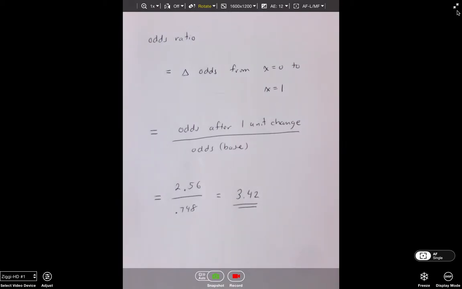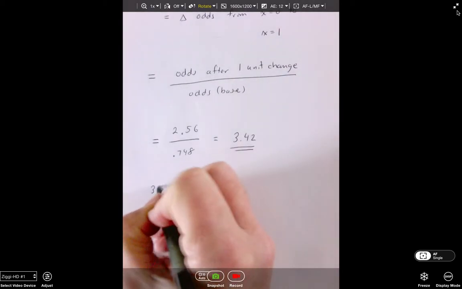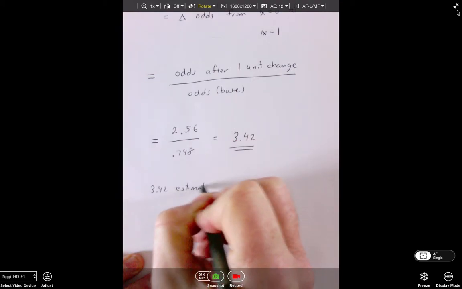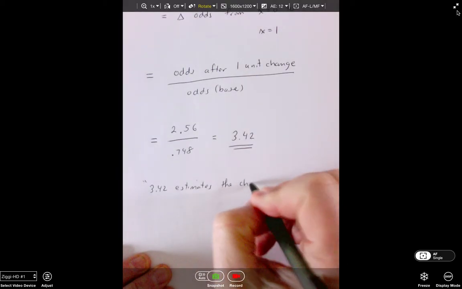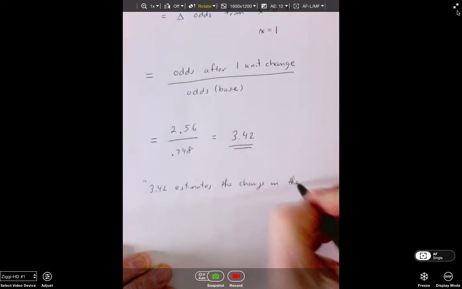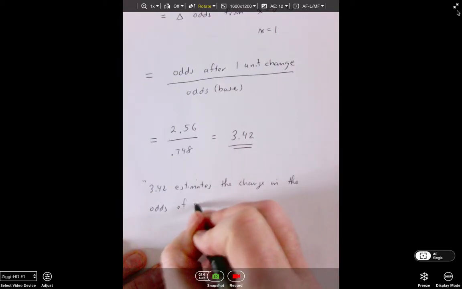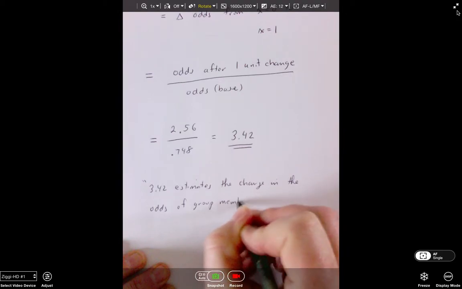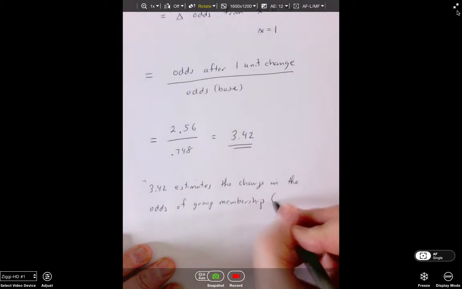And this just estimates the change in the odds of group membership for our target group, which is the success, for a 1 unit increase in the predictor. I need to write that down. I need to tell you that. So 3.42 estimates the change in the odds of group membership. And this is for our target group.